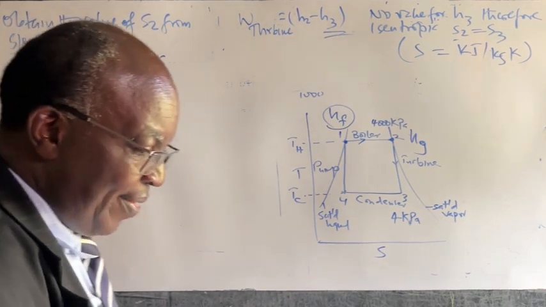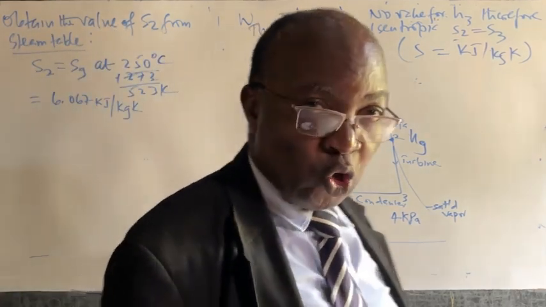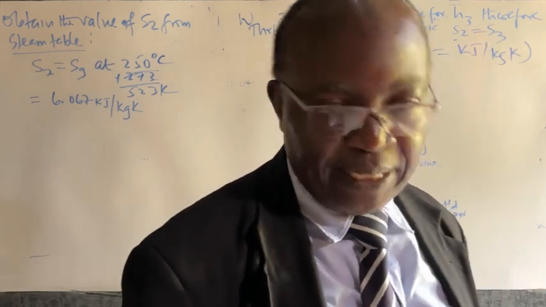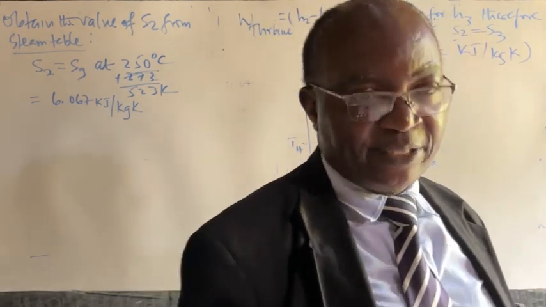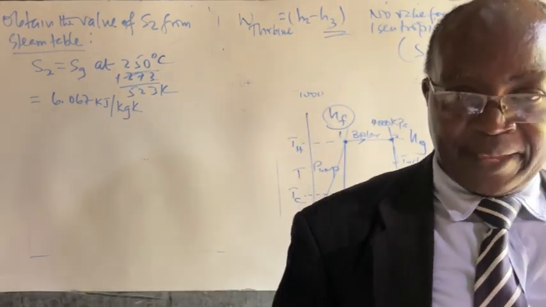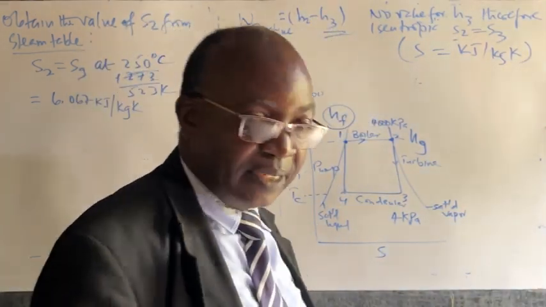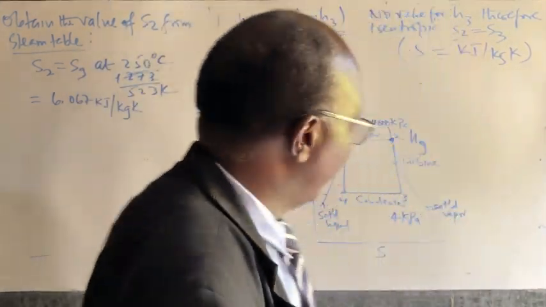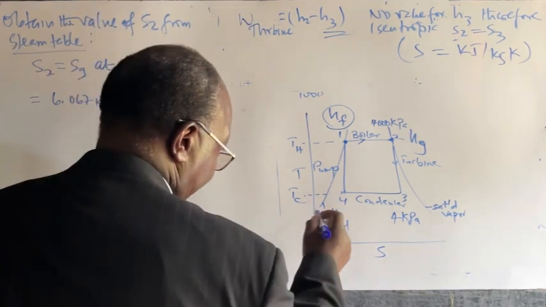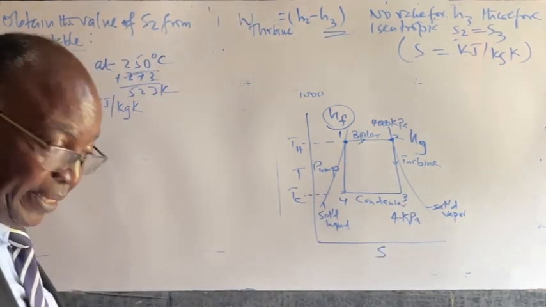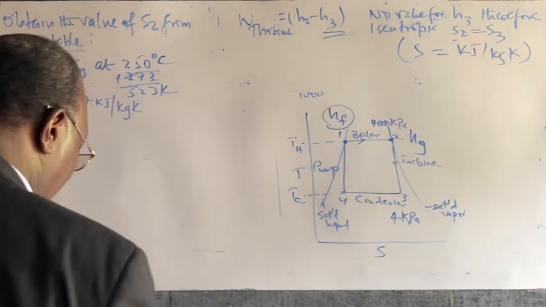And also the other important thing to note is that from the steam table, when we go to the entropy rather than enthalpy, we will get values for entropy at 4 kilopascals. We get the value for entropy at 4 kilopascals. And these values are there.